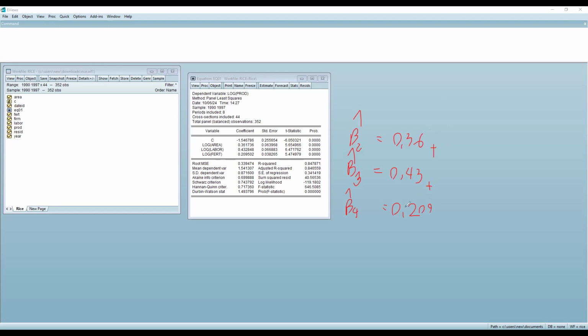Professor, the sum is just 1.01 something. So they would like to know whether beta 2 plus beta 3 plus beta 4 equals 1 or not. This is called constant return to scale, which is a very popular topic in economics.